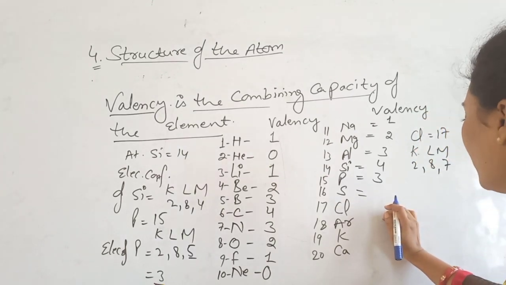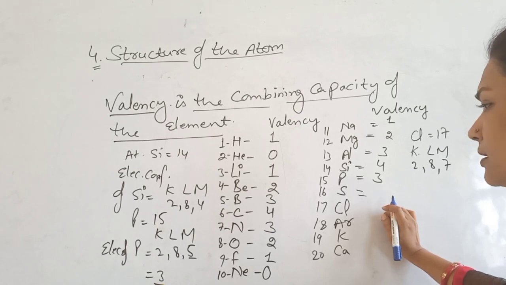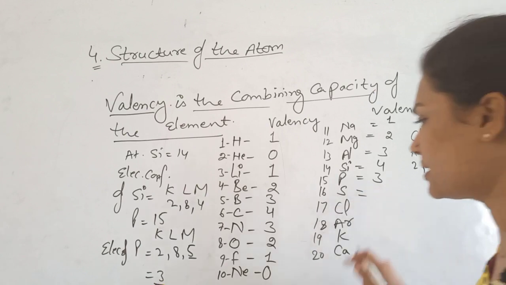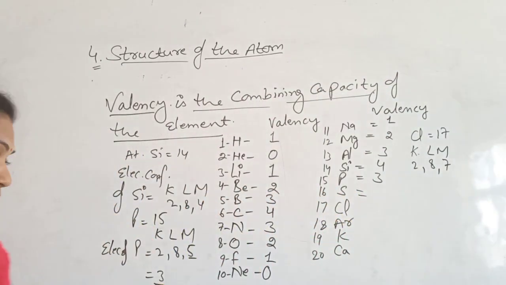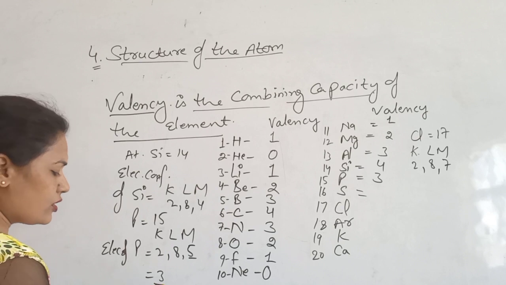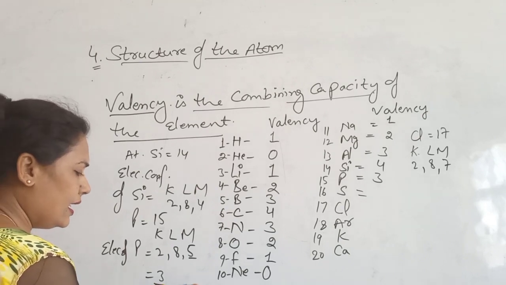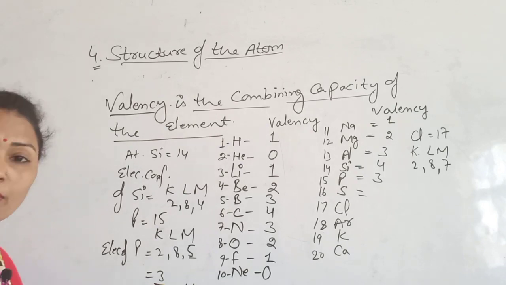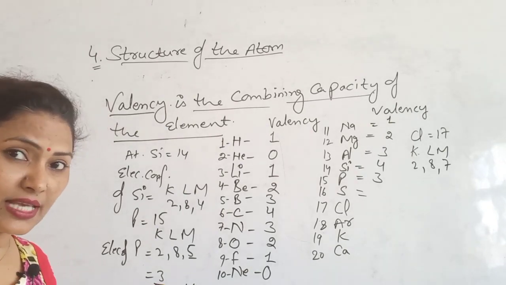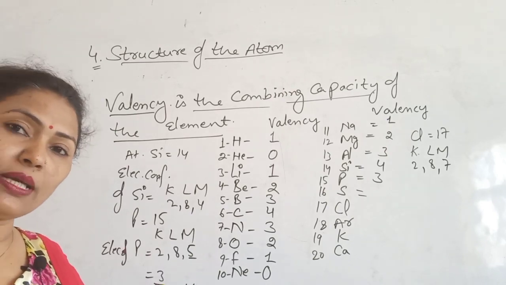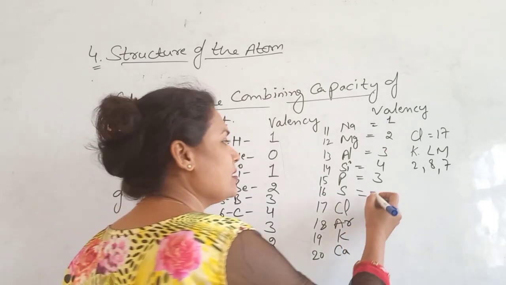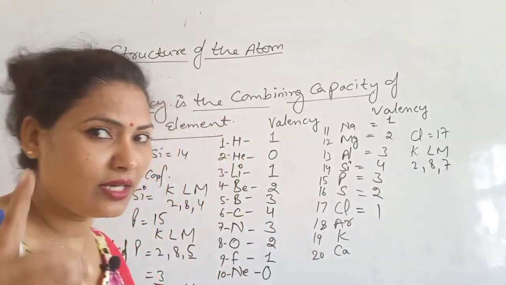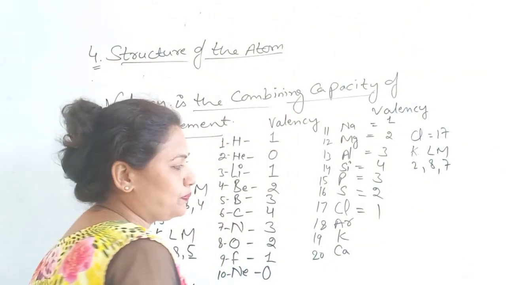We forgot to do sulfur, so we can do sulfur also. Sulfur has the electronic configuration K, L, M: 2, 8, 6. How many electrons are needed to complete 8? 6 are there, so 6 plus 2 becomes 8. It means its valency is 2, and chlorine's valency is 1, because 7 plus 1 is 8. So we will get the 8.